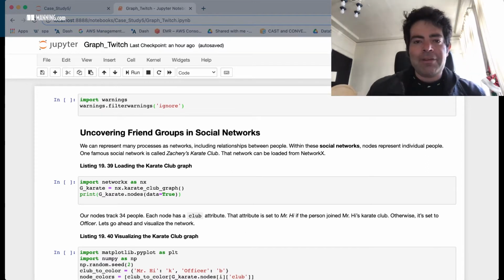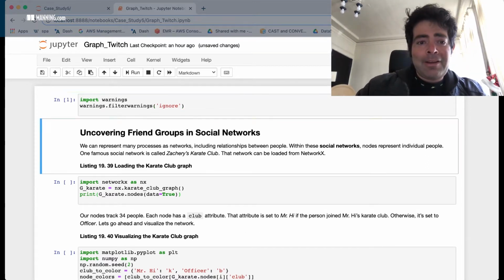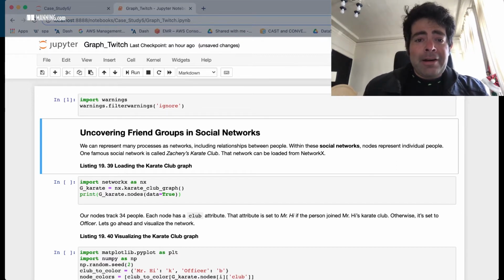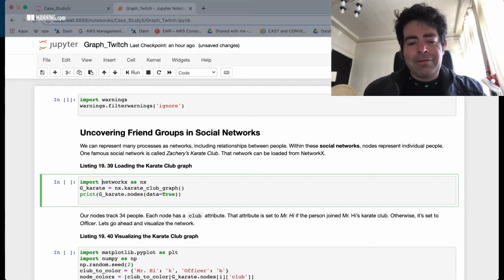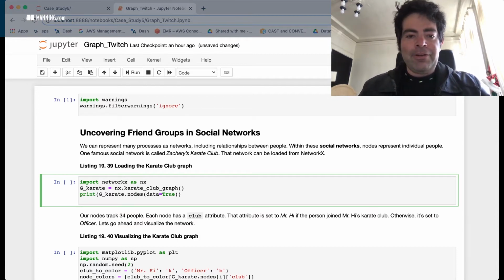So, how did Zachary do this? Well, we can take a look by loading in the actual Karate Club network from NetworkX, which, of course, is the popular external Python network and graph analysis library. So we're going to load the Karate Club graph stored in the graph karate, and we're going to print out all the node attributes within the graph, where nodes, of course, refer to individual students.